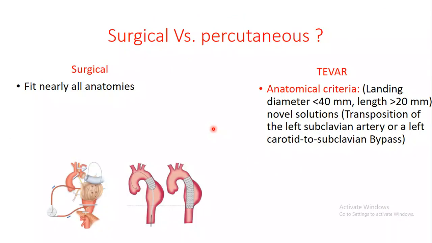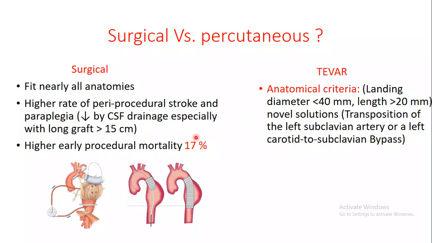And not only the patient, but also anatomical criteria should be fulfilled for a percutaneous solution, like landing zone less than 40 millimeter and length more than 20 millimeter. And this is also a novel solution, as in about 40% of patients the stent graft might encroach on the subclavian, so they might opt for transposition of the left subclavian or carotid to subclavian bypass to prevent potential subclavian ischemia.